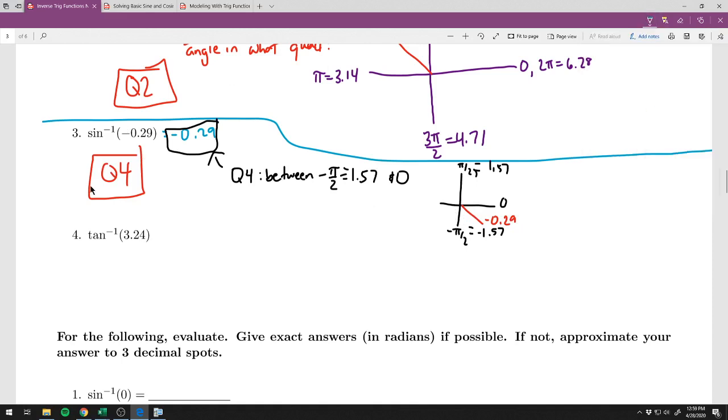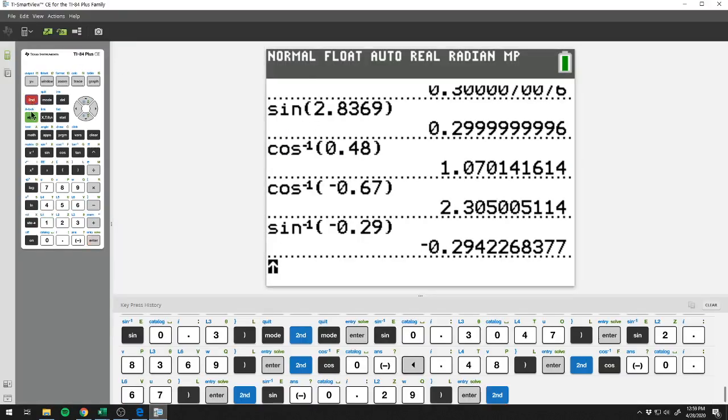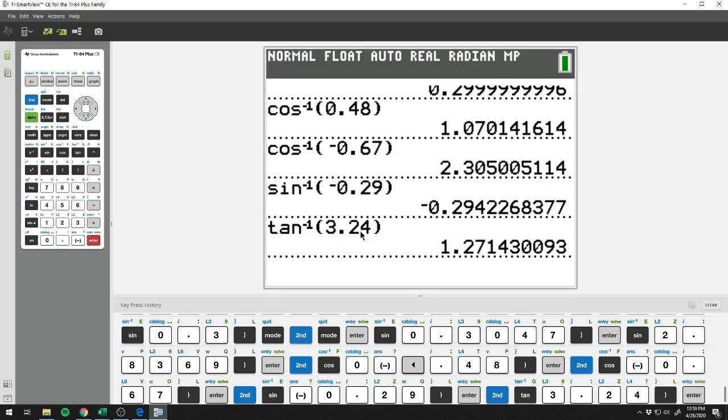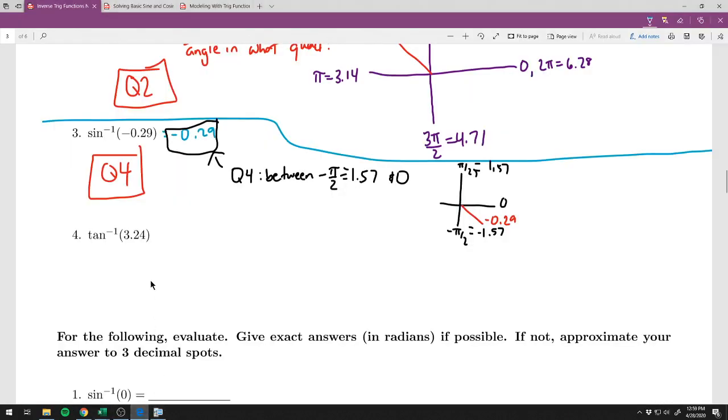All right, so the last one we got here, tangent inverse of 3.24. Right, we talked about briefly before that tangent can be anything. So when you do tangent inverse, the inside can be absolutely anything. Tangent inverse of 3.24, we get 1.27. And what quadrant is the angle 1.27 in?